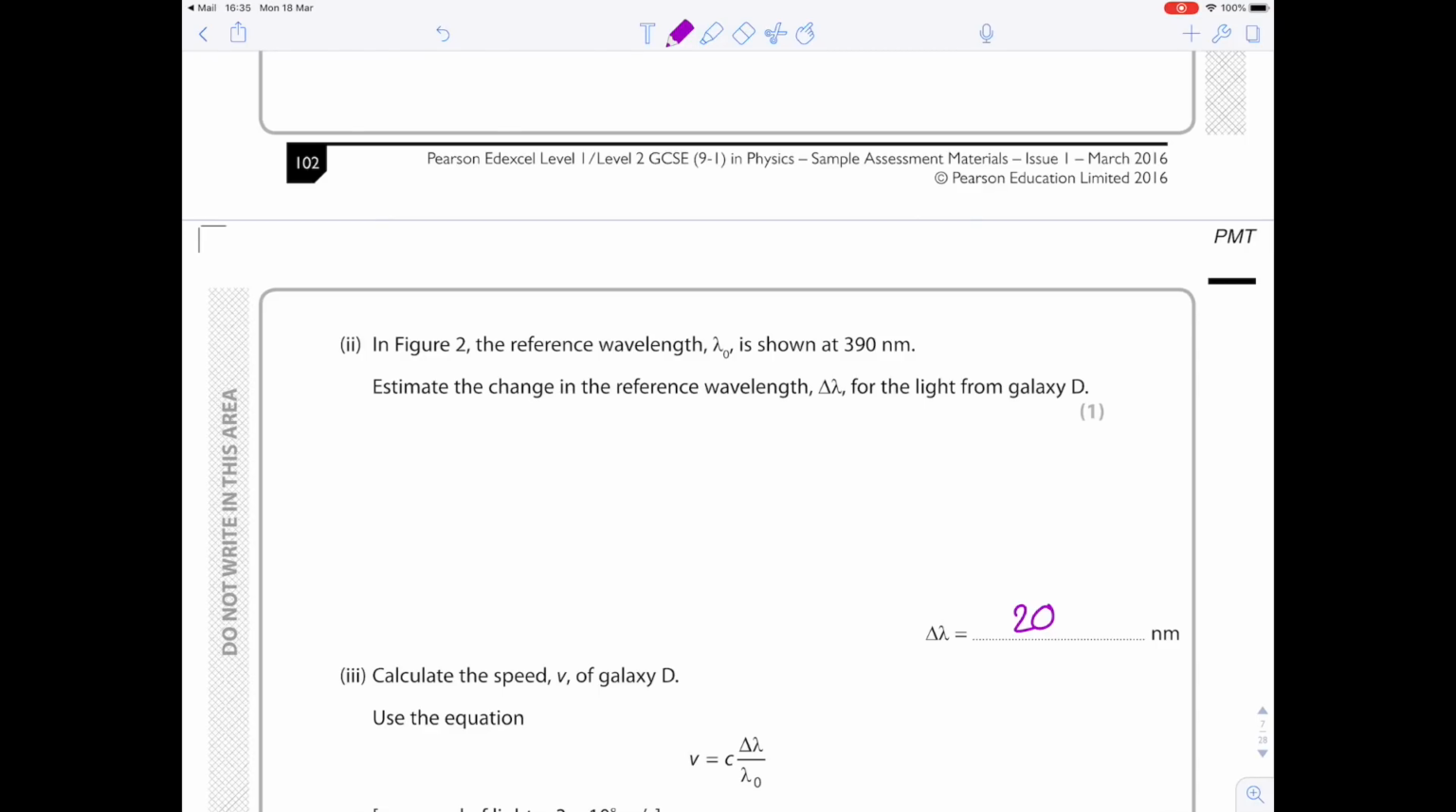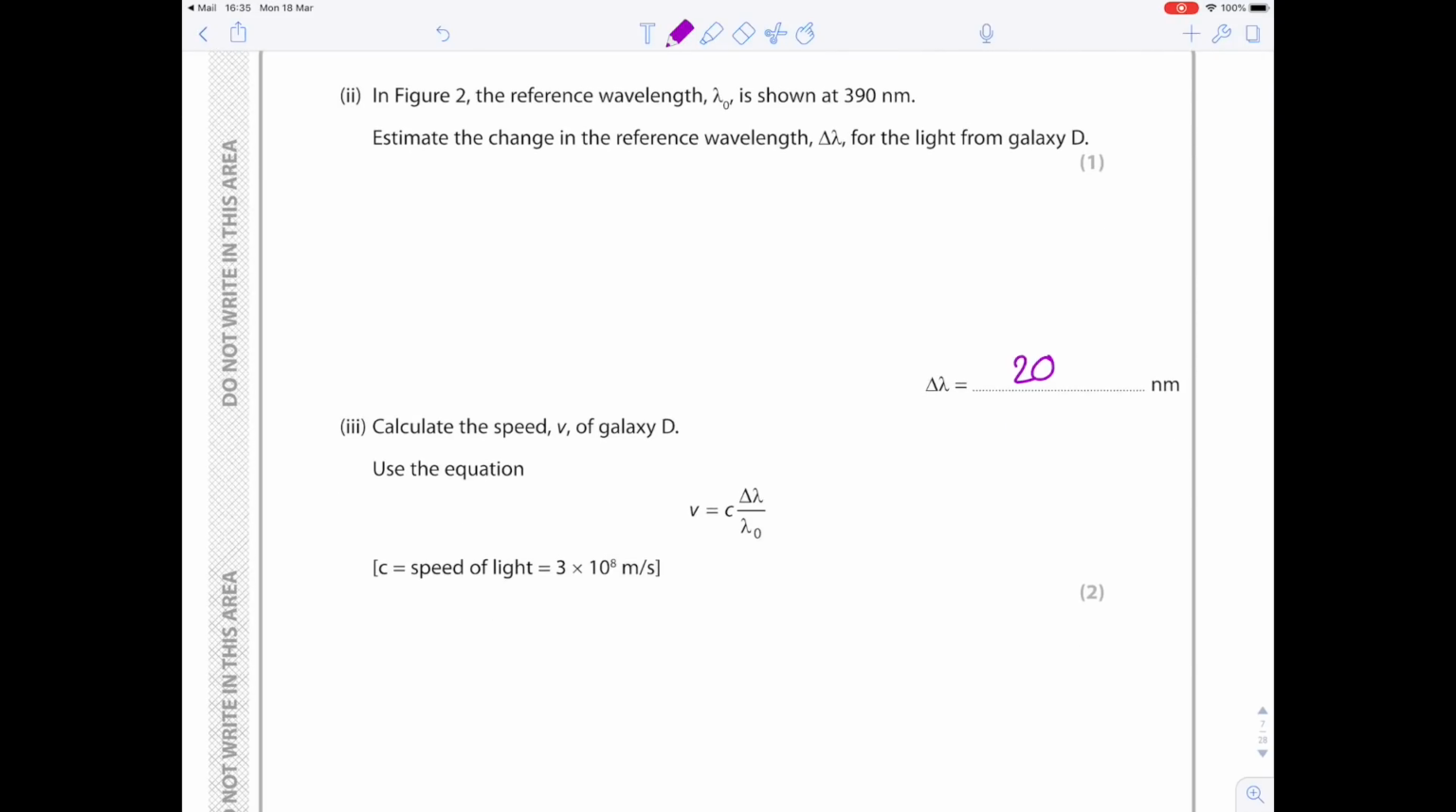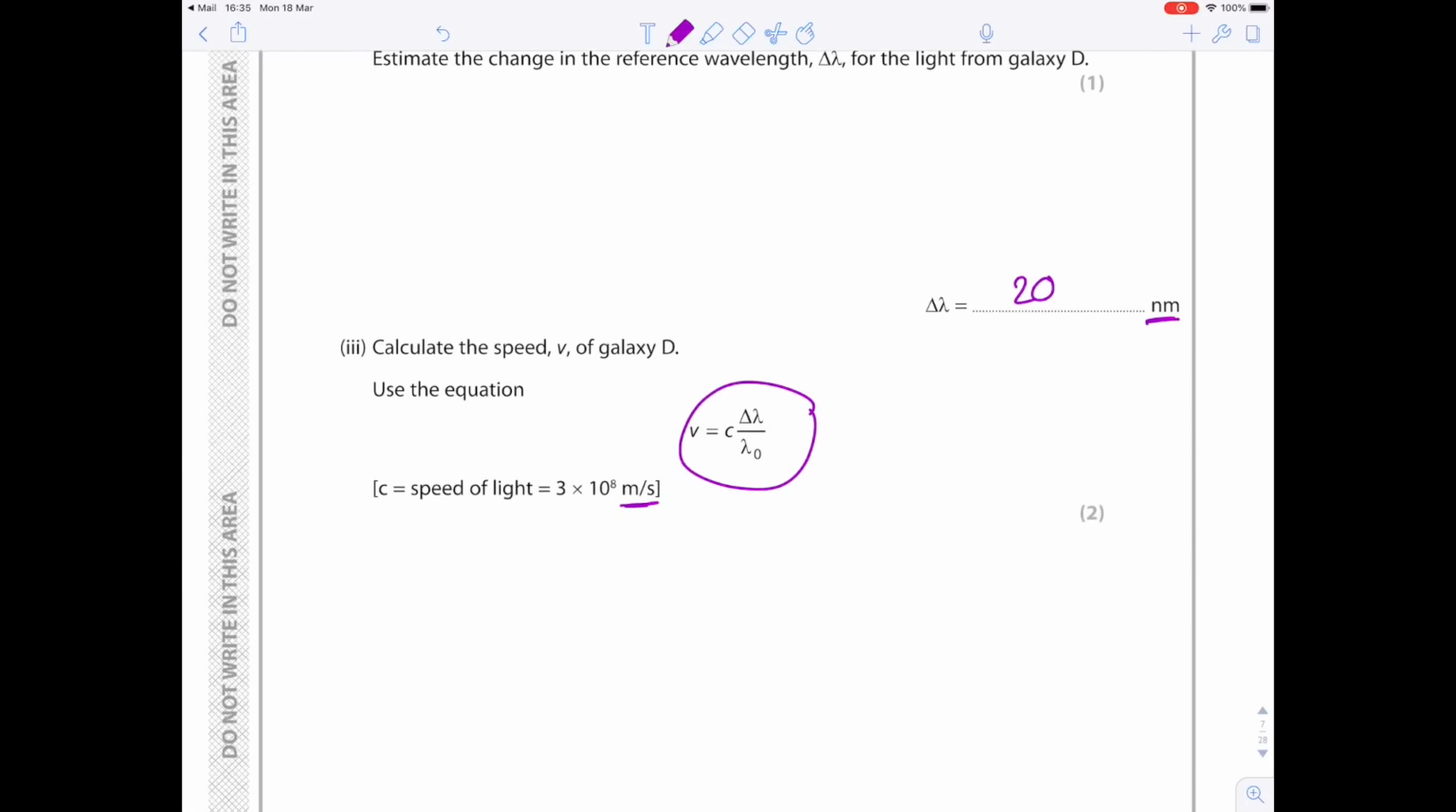Calculate the speed v of galaxy D, use this equation. We've been given the speed of light, and just be really careful with your units because we've got nanometers up here, meters per second here. So actually, although they've given us the equation, we do need to just be a little bit careful. So I'm going to write the equation out. V equals c delta lambda over delta 0. C, we've been told, is 3 times 10 to the 8, so that's the speed of light.